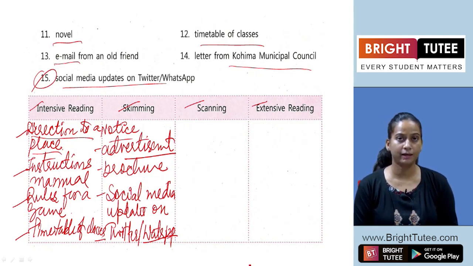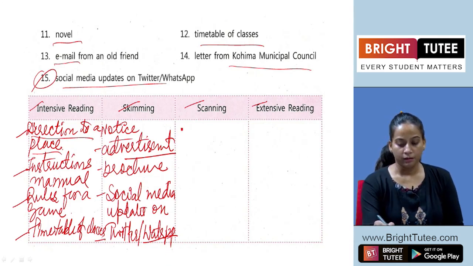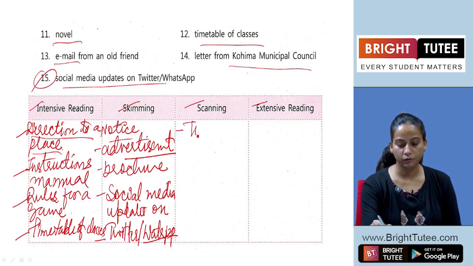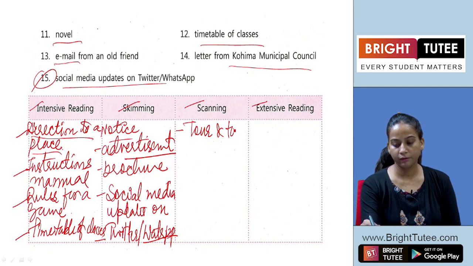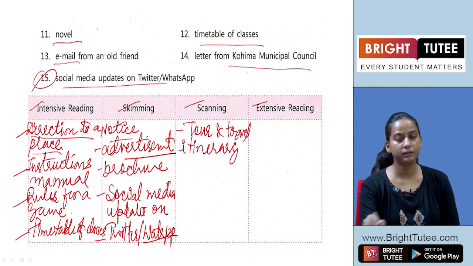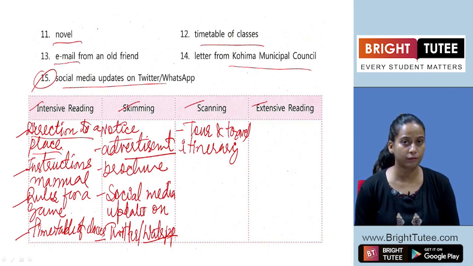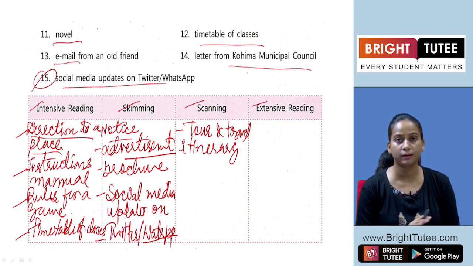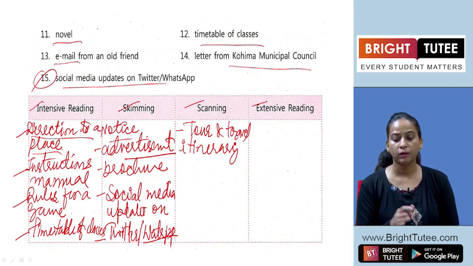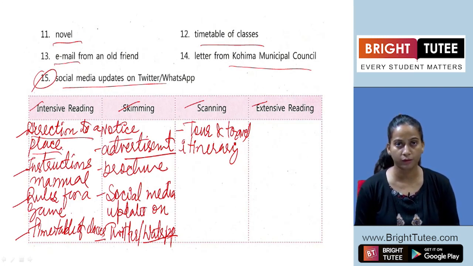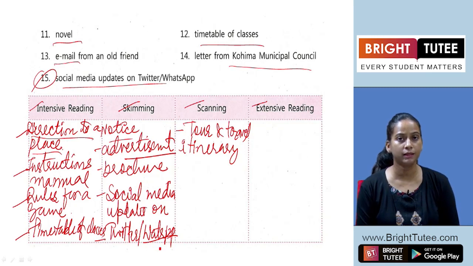Now the third one is scanning. Tour and travel itinerary can come under that. When we talk about scanning, it means we have to grab only the appropriate or required data we are looking for. For example, if you are looking at tour and travel itineraries, you would find the different programs; you have to know the information you are going to grab out of that. Clear? That's why we have included it in scanning.